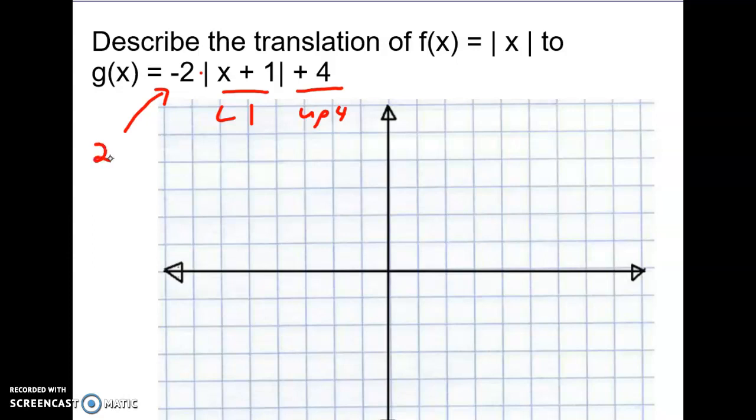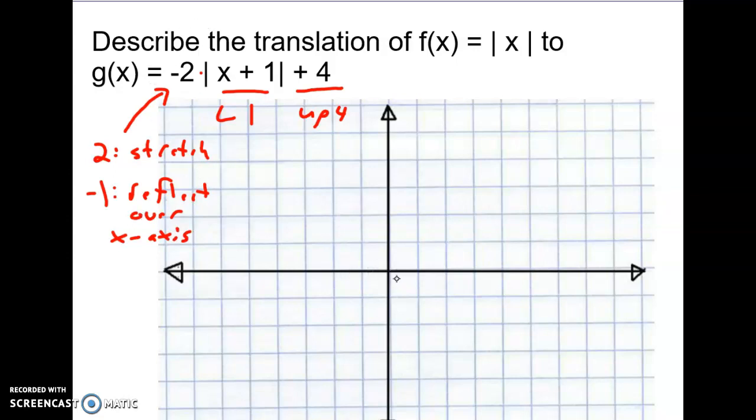So the 2 part is going to make us sort of stretch, right? So we'd have a 2 slope, but we're also going to be flipped upside down because of the negative part. So that's going to be reflect over the x-axis, right? Because the negative's on the outside. So instead of like a 2 slope going up, it's a v going down.